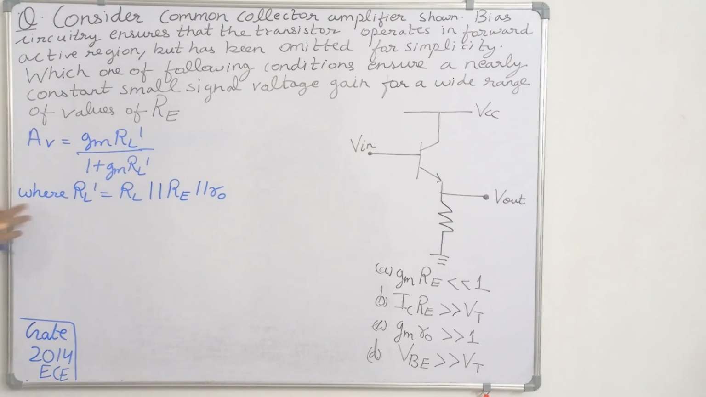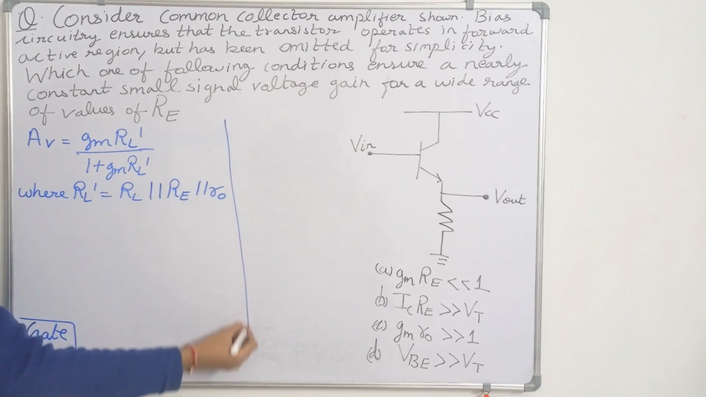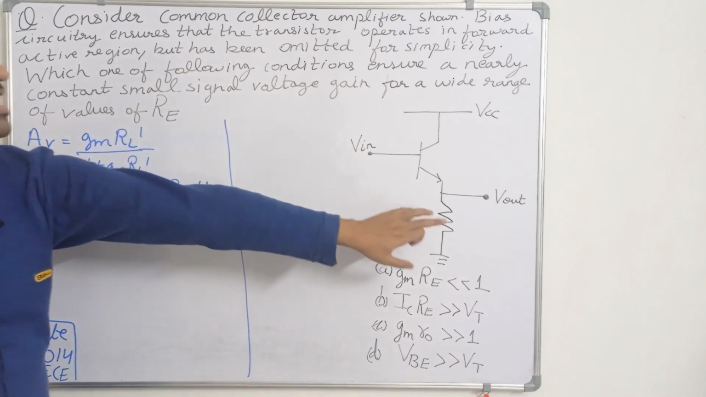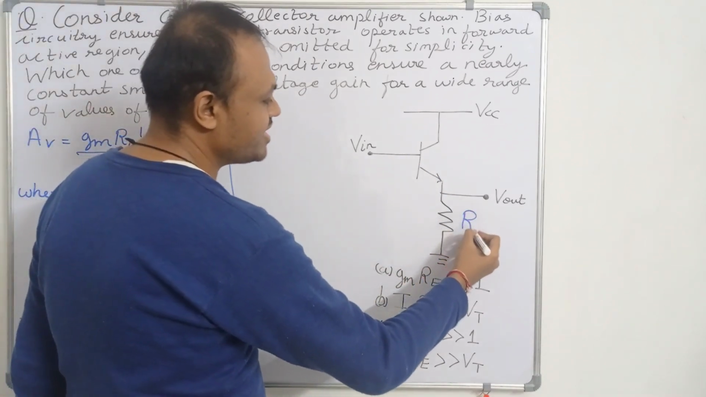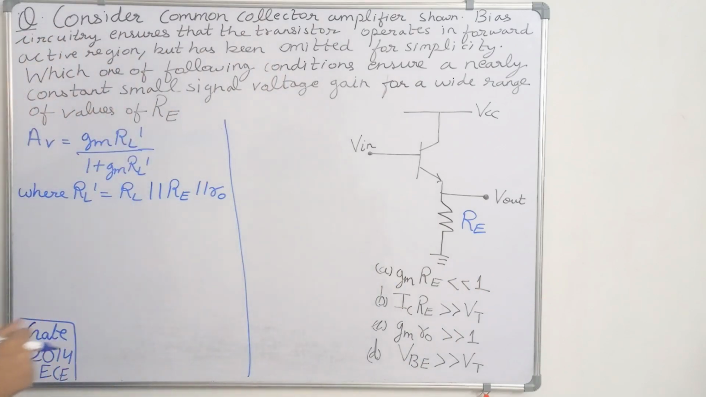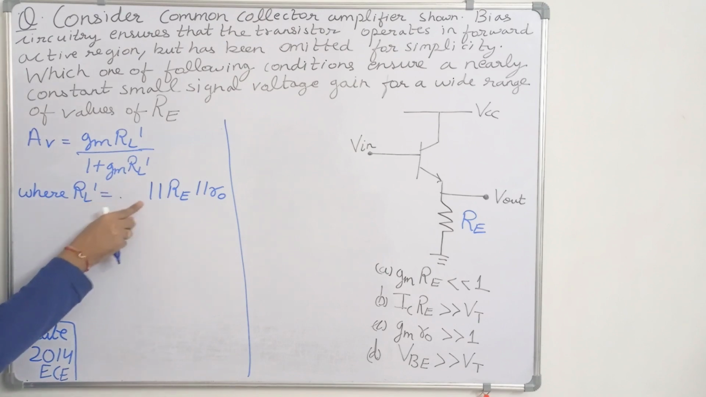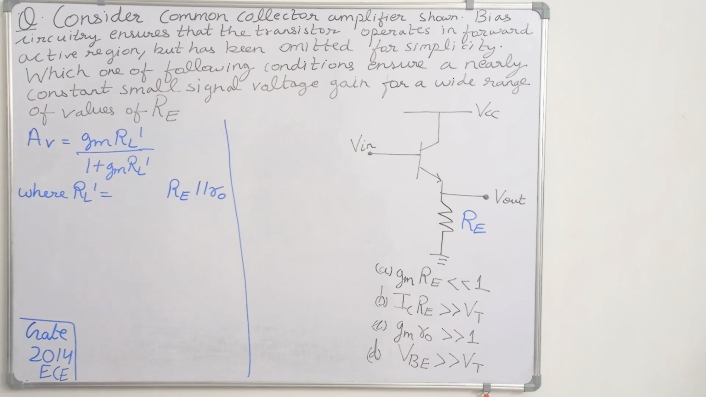So this is the relationship for the voltage gain. In this question, no load resistance is given, only the emitter resistance Re is given. So load resistance is not given, and we consider that the load resistance is infinite. So RL dash will be equal to Re in parallel with R naught.